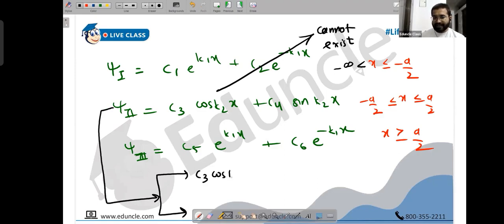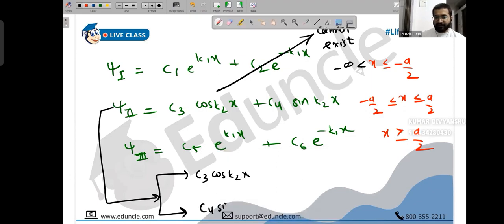You have to write either it's c3 cos k2x, or it will be c4 sin k2x. It will strictly depend on the energy eigenvalue. We cannot know that unless we know the energy eigenvalue. We don't know whether cos will exist or sine. But both cannot exist. Why both cannot exist, people? Because we learned it has to be symmetric or it has to be anti-symmetric.